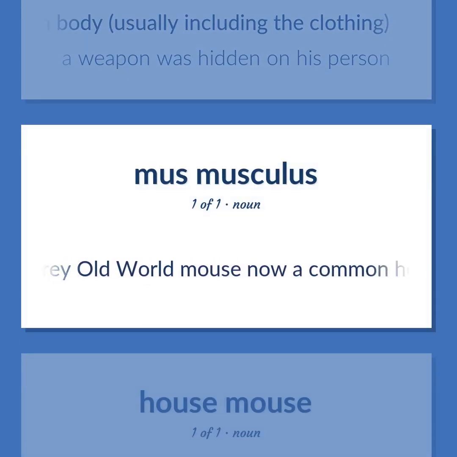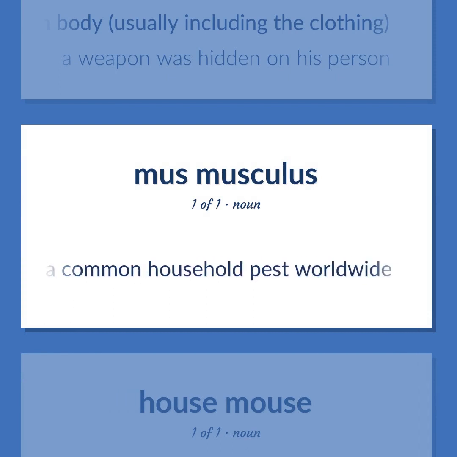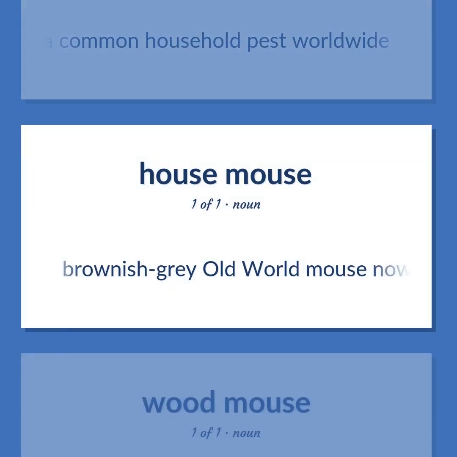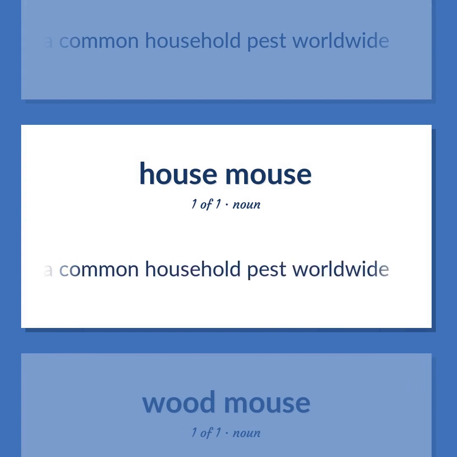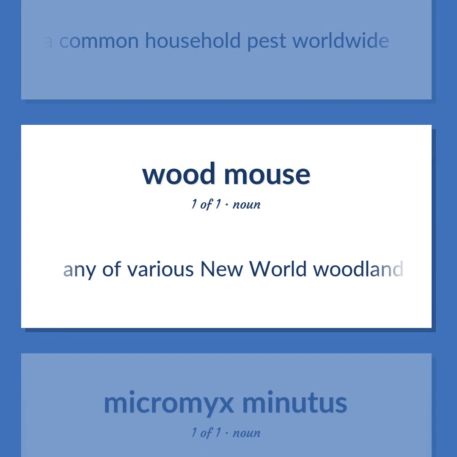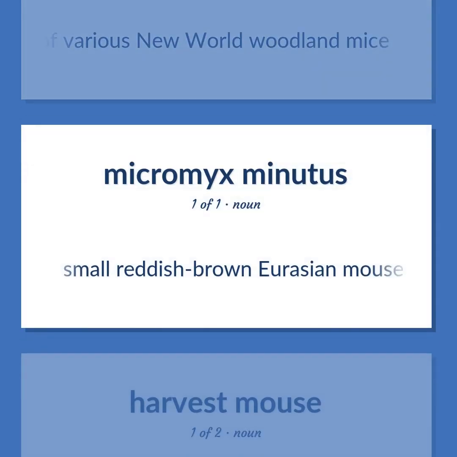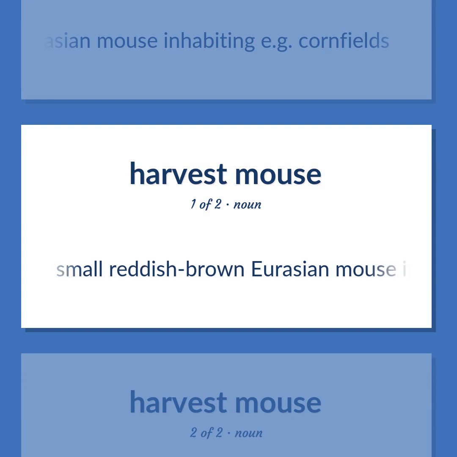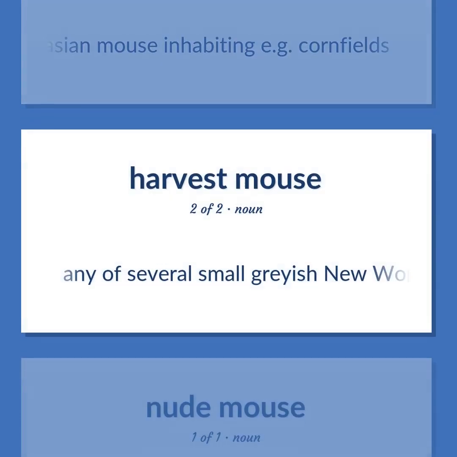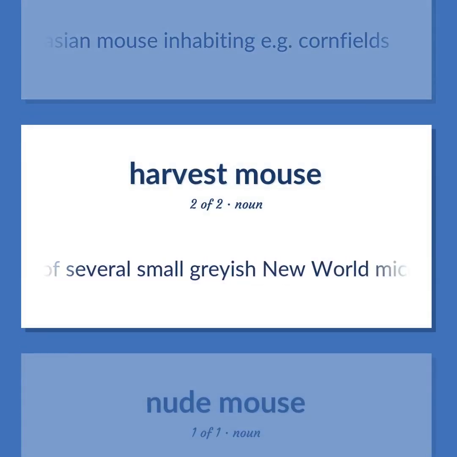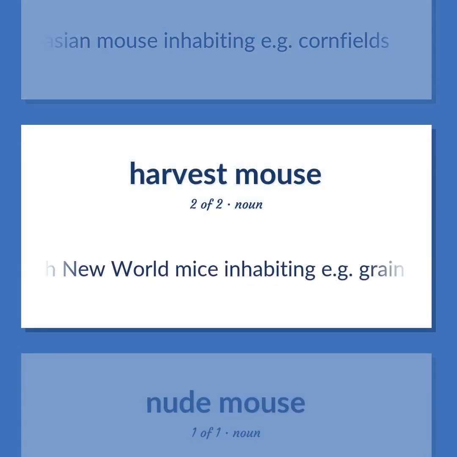Brownish-gray Old World mouse, now a common household pest worldwide. Any of various New World woodland mice. Small reddish-brown Eurasian mouse inhabiting e.g. cornfields. Any of several small grayish New World mice inhabiting e.g. grain fields.